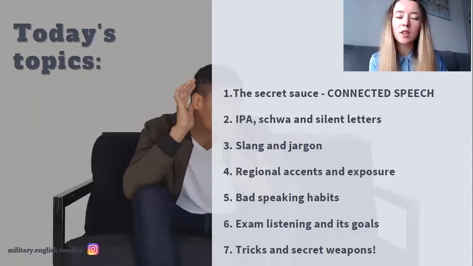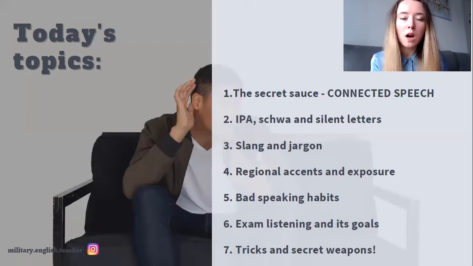Today we are going to talk about connected speech, and that's going to be number one topic today, because I truly consider it to be the secret sauce in all of this equation of understanding native speakers. Then we're going to talk about IPA, schwa and silent letters in some English words. Then about slang and jargon, regional accents and exposure, bad speaking habits, exam listening and the goals of exam listenings, and I will end up giving you some tricks, some tips on what you can do in order to start working on your understanding, on your listening skills right now, today, if you wish.